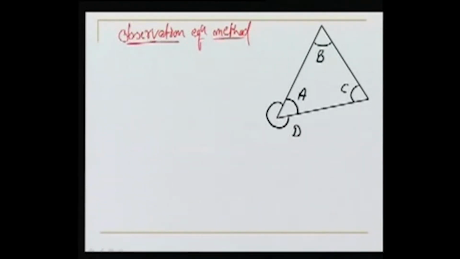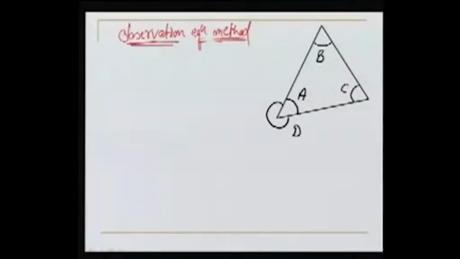In the observation equation method, we know that we have to write the equations, and the number of equations should be the same as the number of observations. So for each observation, we are going to write 1 equation. Alright, so this is what we are going to do. What are the observations here? The observations are A, B, C and D. So let us write those equations.